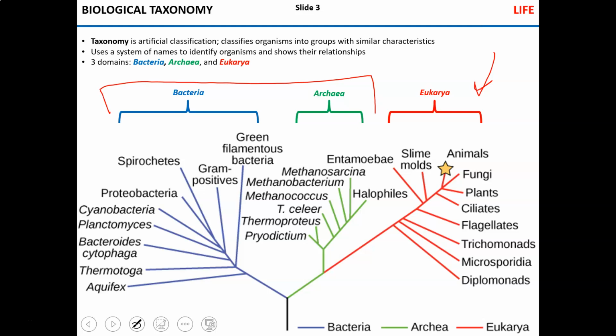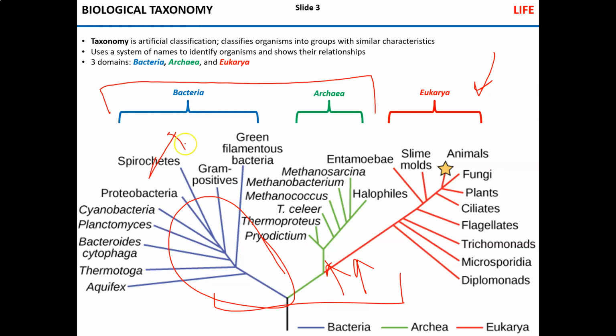But if you look at the phylogenetic tree here at the bottom, the tree of life, you will notice that bacteria branch away from that tree earlier than archaea or eukarya, which means that archaea and eukarya are evolutionarily closer to each other than they are to bacteria. In other words, archaea and eukarya are like brother and sister, while bacteria is their cousin.